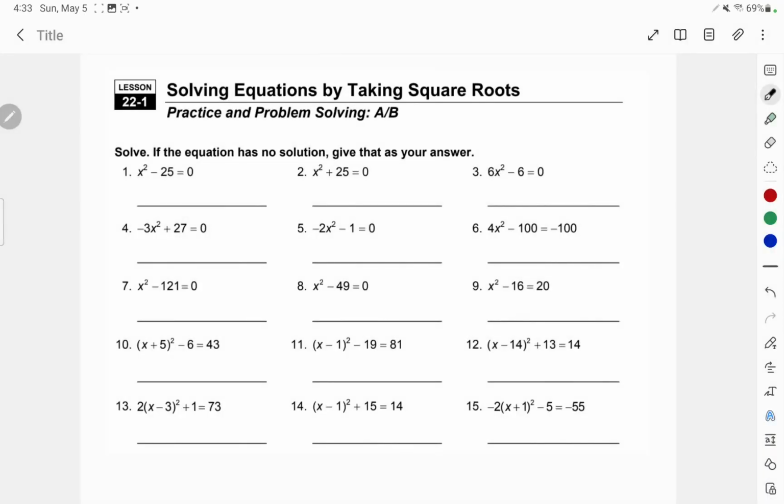Hello guys, so today we're going to go over solving equations by taking the square root. Now, I'm going to be doing a two-parter on this one. I'm going to go over one type of problem, and then in the other video I'm going to go over the second type of problem.